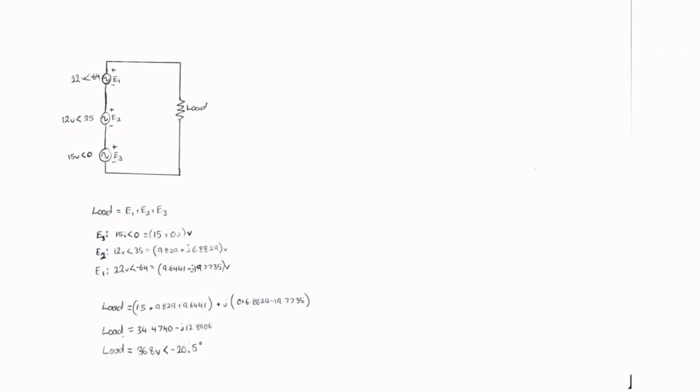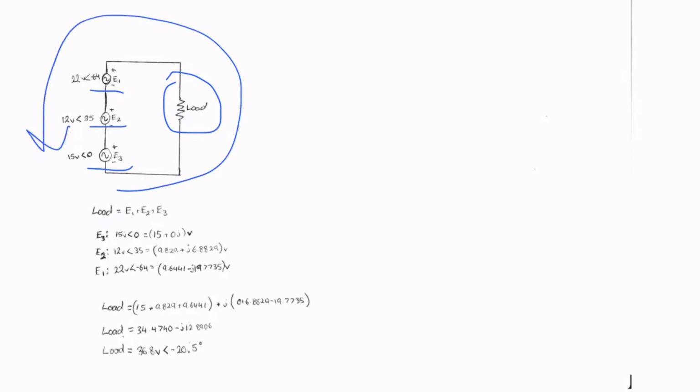As can be seen in this circuit, we have 3 source voltages and then we have one load. To find the voltage of the load, we do the sum of all the voltages around the loop. So we find that load is equal to E1 plus E2 plus E3. We change the polar forms into rectangular forms as we can only add rectangular forms together.